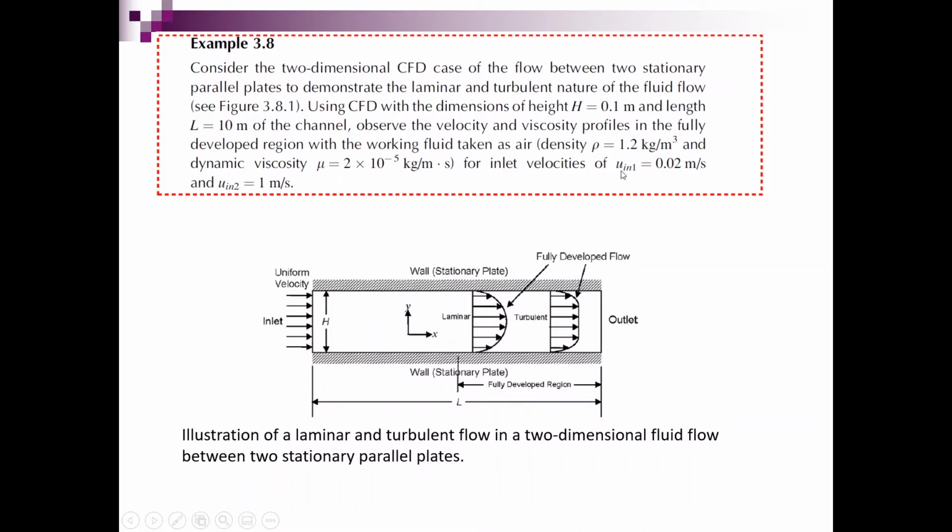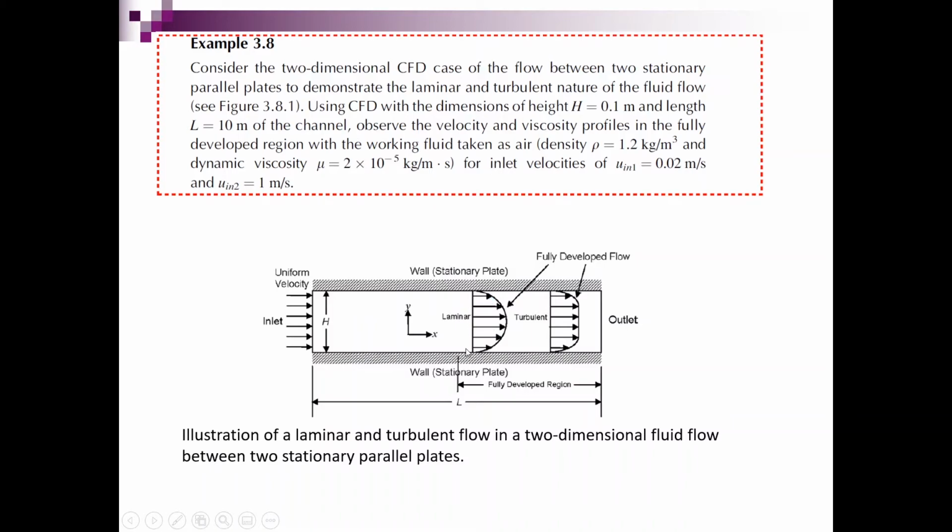I believe that u equal to 0.02 will give you laminar flow and 1 will give you turbulent flow, because the Reynolds number for this case is higher. So this is the problem setup. We have two parallel plates, and a uniform velocity enters from the inlet, and then we can expect velocity profiles for laminar and turbulent flow. These are two different cases, not from the same case.